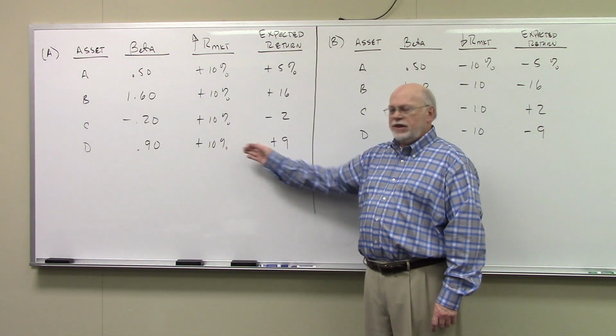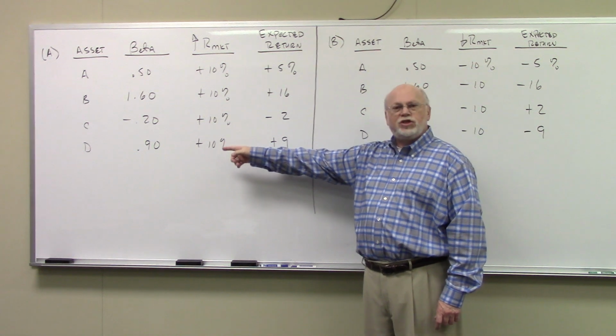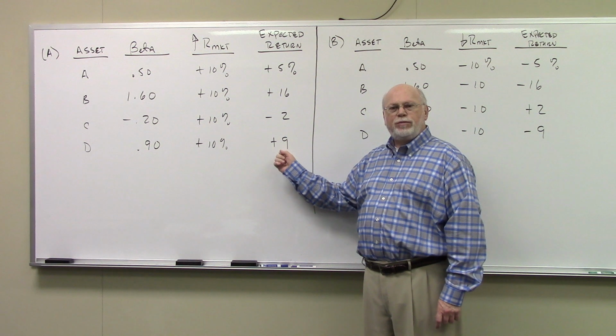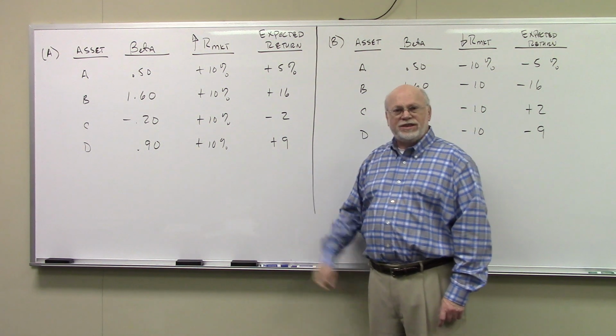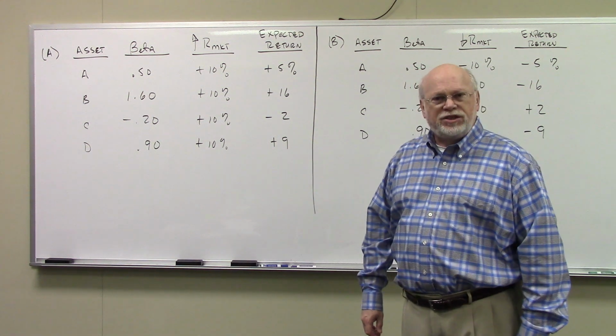0.9 times 10, positive 0.9. You're taking on 90% of the risk of the market. You should only expect what? 90% of the market's return for that asset. And again, this is indeed the beta statistic.